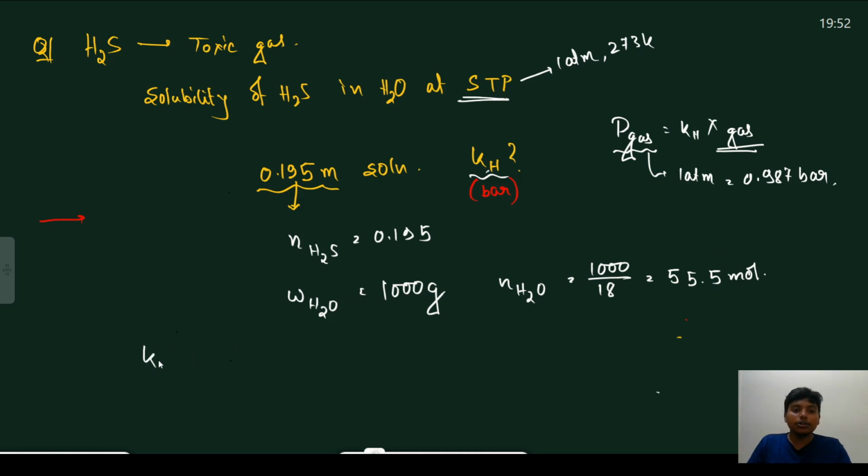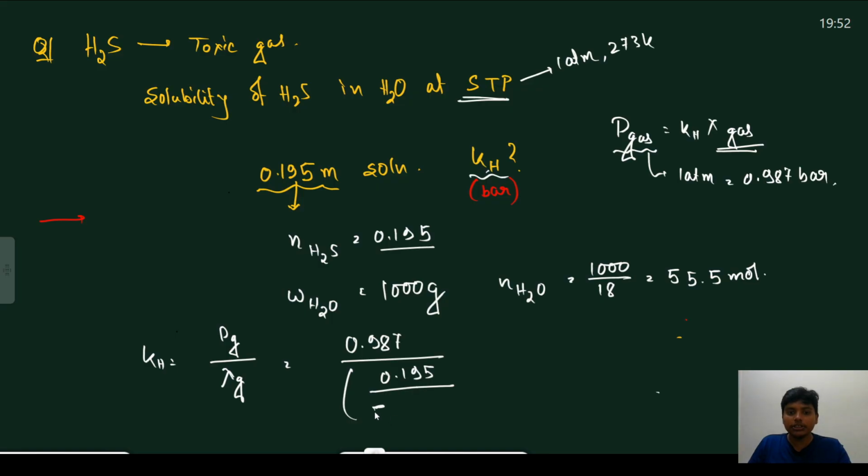So KH is equal to the pressure of gas divided by the mole fraction of gas. The pressure of gas is 0.987. The mole fraction of the gas is 0.195 divided by total moles, where total moles is 55.5 plus 0.195. If you calculate all of this, you will get 282 bar. This is in bar, and mole fraction doesn't have any unit.